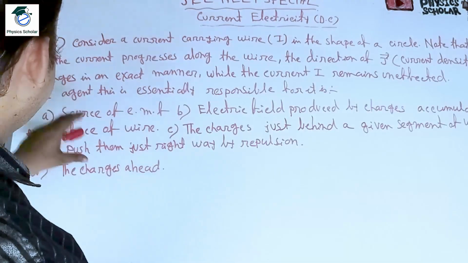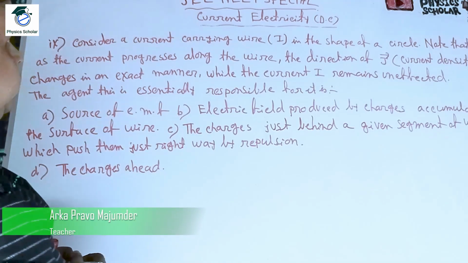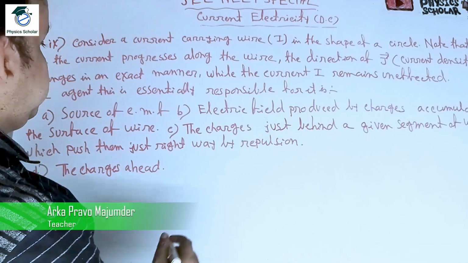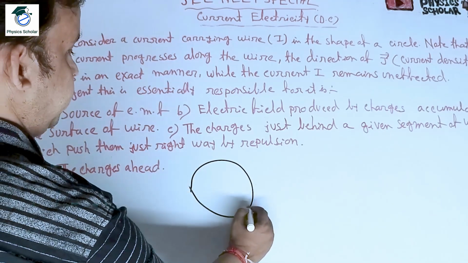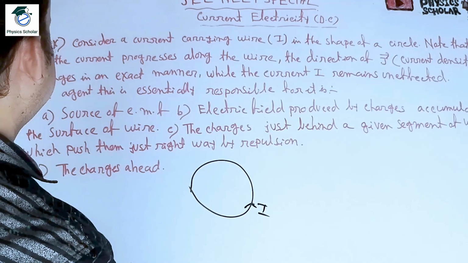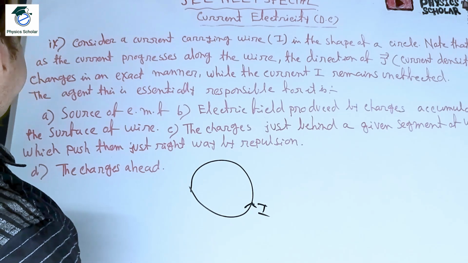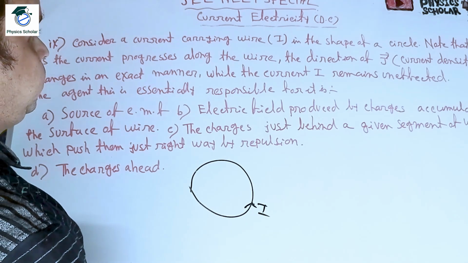Okay students, so here it is a conceptual question. Clear? So consider a current carrying wire I in the shape of a circle. Note that it is a current carrying I, in the shape of a circle. Suppose current I is flowing through it. Note that the current progresses along the wire, the direction of J, meaning current density, changes in the exact manner while the current I remains unaffected.